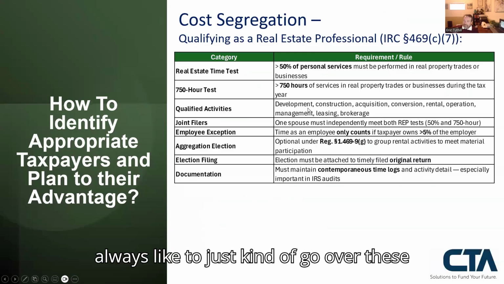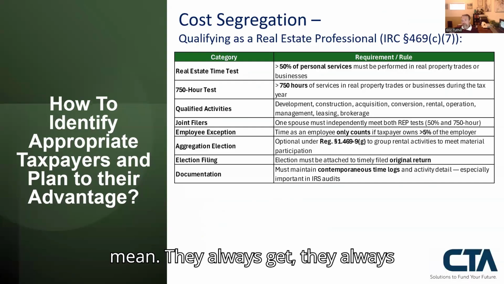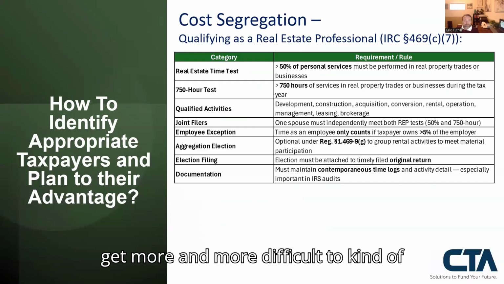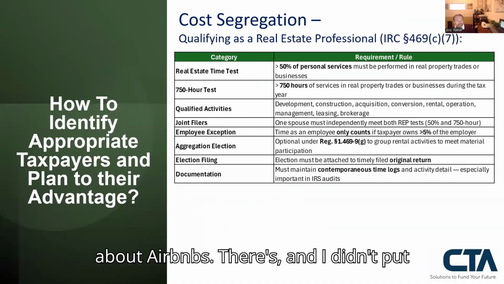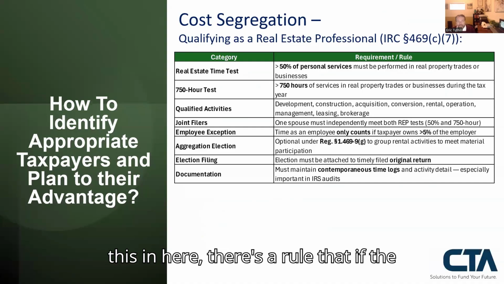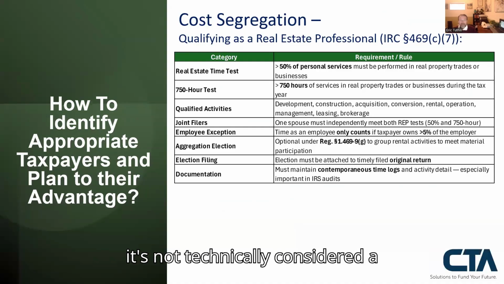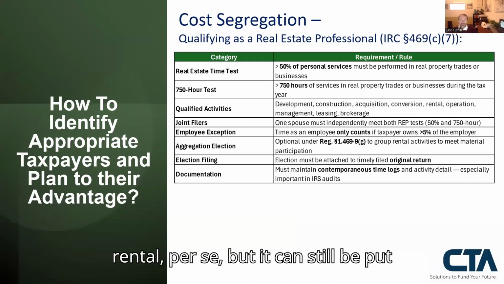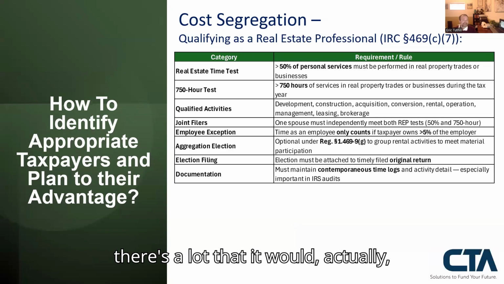So I always like to just kind of go over these rules. They're so complicated, right? They always get more and more difficult to trace everything. I mean, we talk about Airbnbs. And I didn't put this in here. There's a rule that if the average rental is less than 7 days, it's not technically considered a rental, per se, but it can still be put on the Schedule E, right?